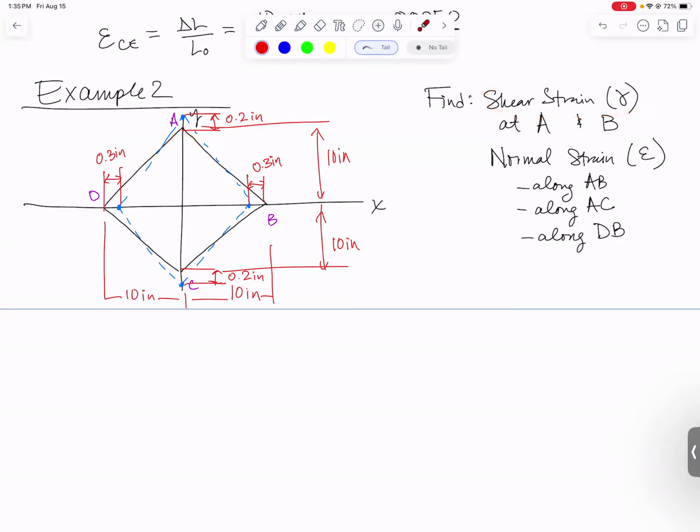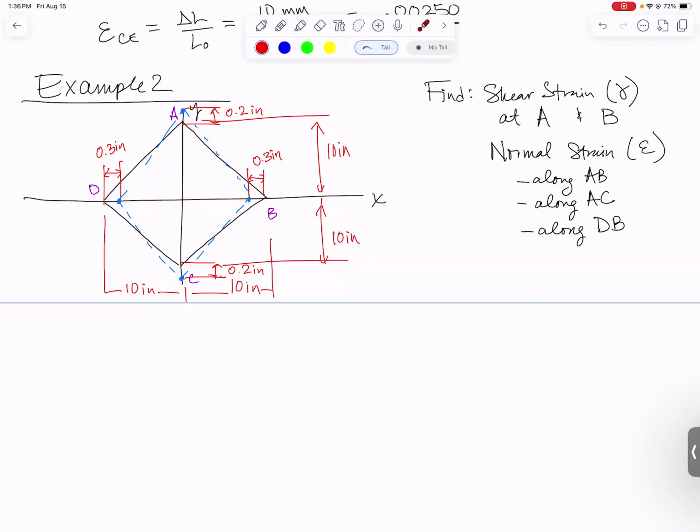And then we are asked to find shear strain at corner A and at corner B. We're also supposed to find the normal strain along line AB, line AC, that's all the way across this way, and along DB that way. And this is really a geometry trig problem. I actually found this problem easiest to do by just zooming in on a triangle. So right here, we had an original triangle that was actually a 45, 45, 90 triangle.